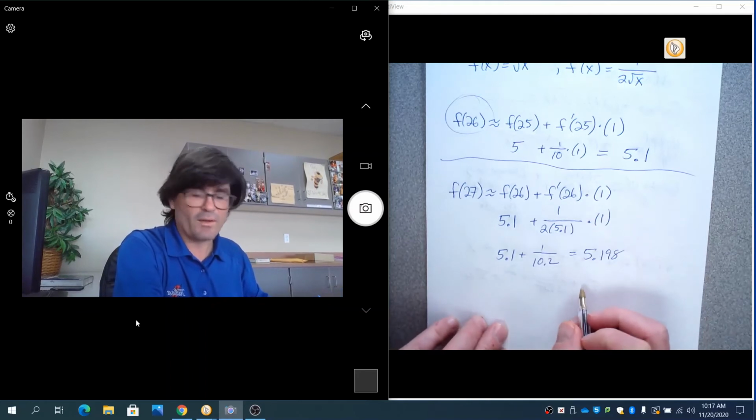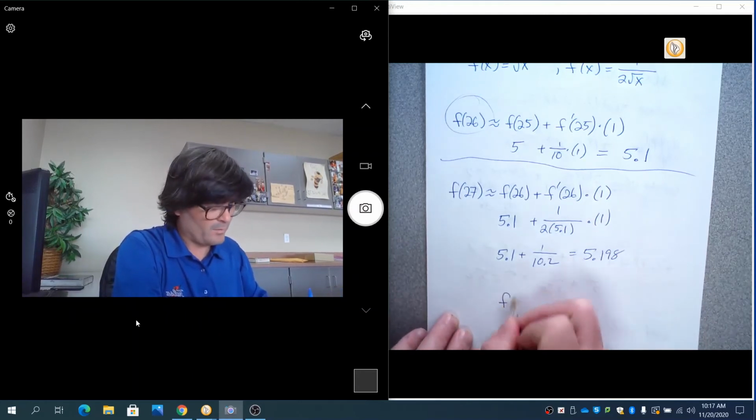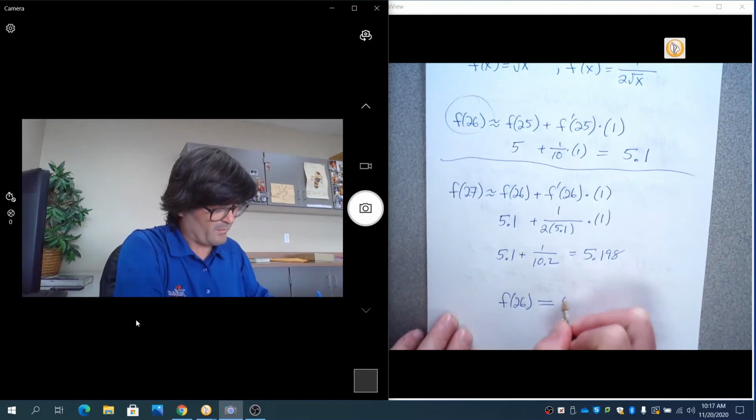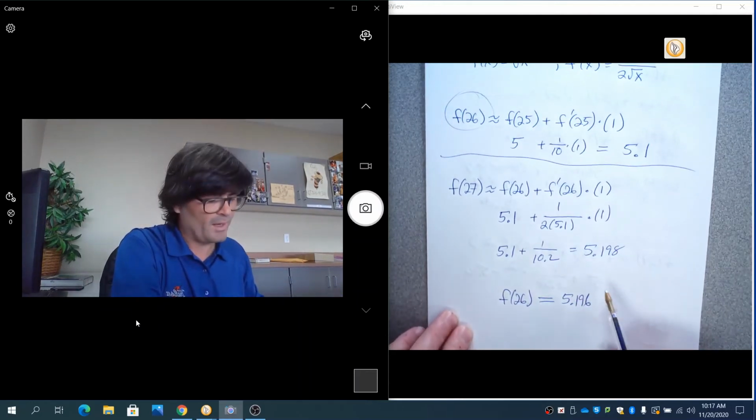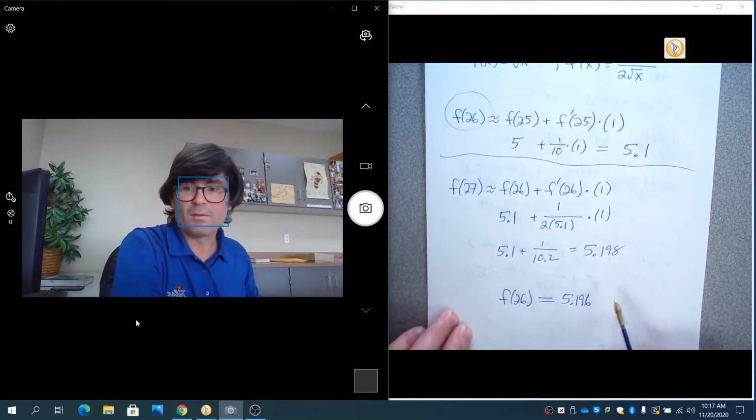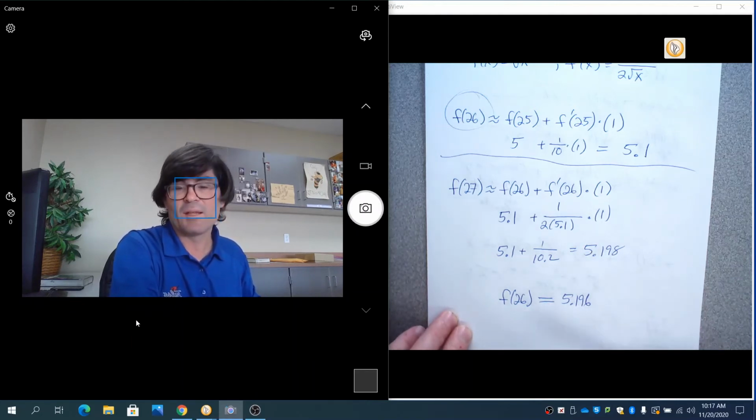And the actual, if you remember, was about 5.196. So you can see it's getting closer. The guess with the step of size 2 was 5.2. With 2 steps was 5.198. The actual is 5.196. If you did 4 iterations with a step size of a half, you would get a closer approximation. And ultimately, you can get an approximation as close as you want by doing many, many steps.